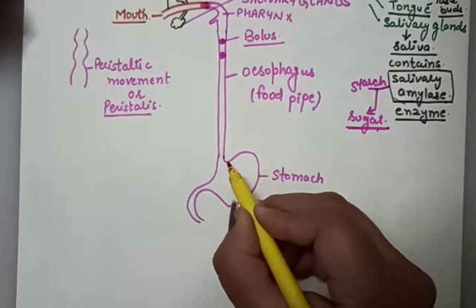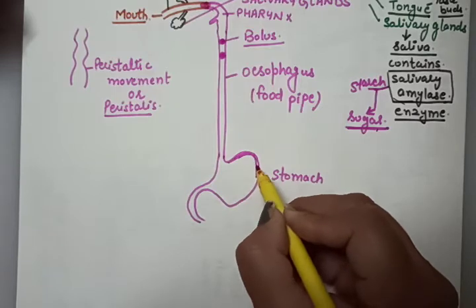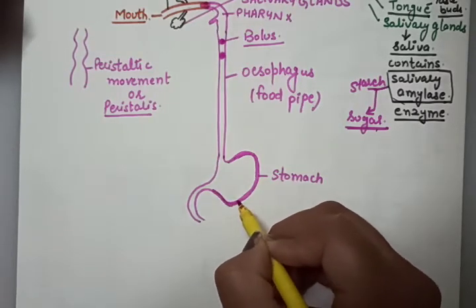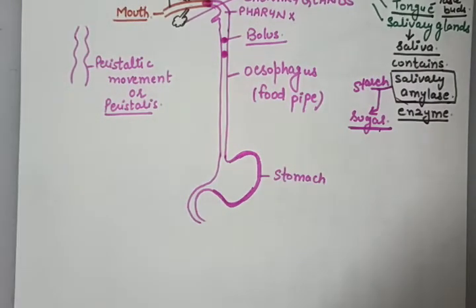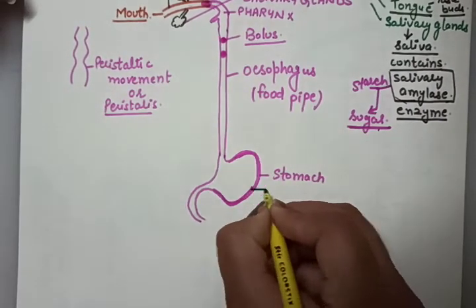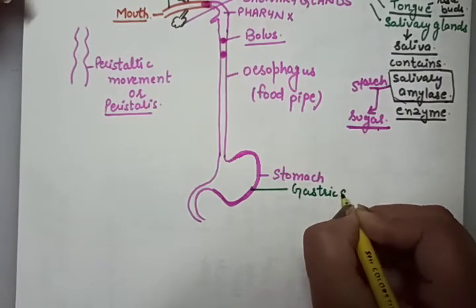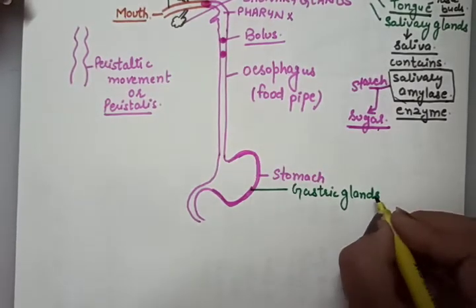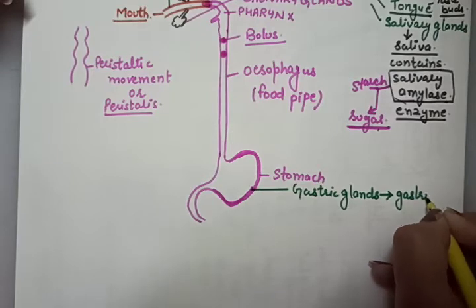The wall of the stomach is lined by glands. It also has glands that are called gastric glands. What is the name of the glands that are present in the stomach? They are called gastric glands. And these gastric glands secrete gastric juice.